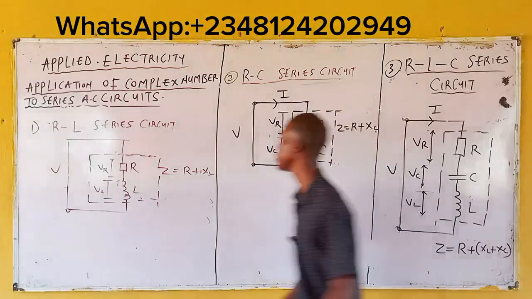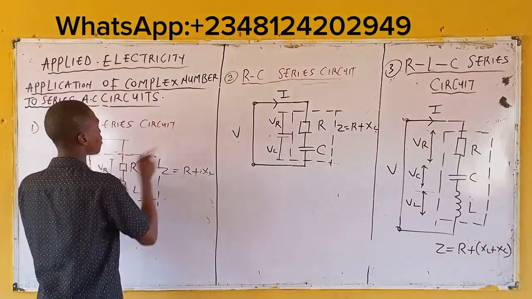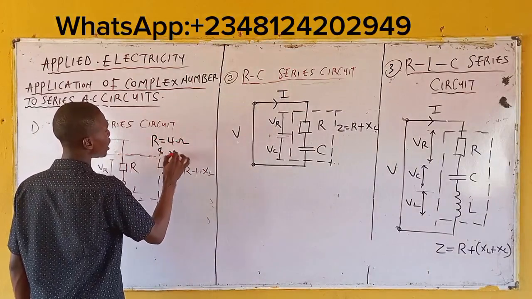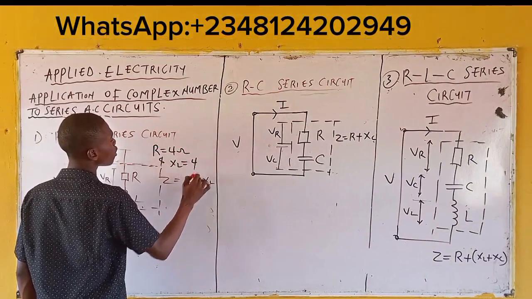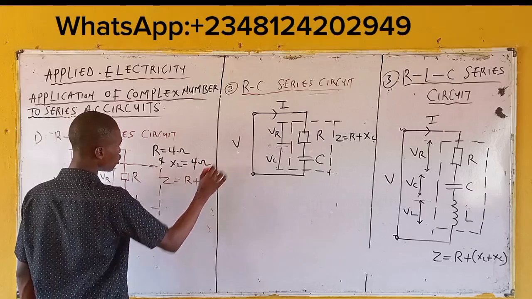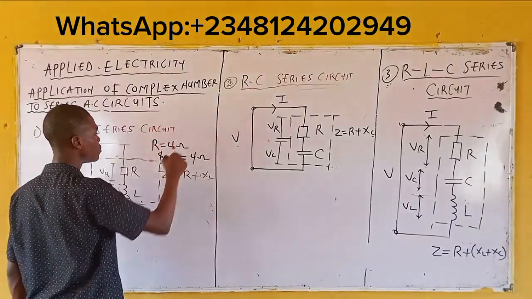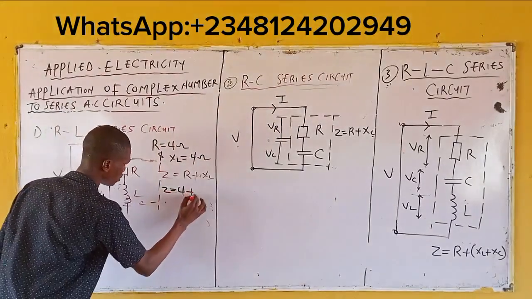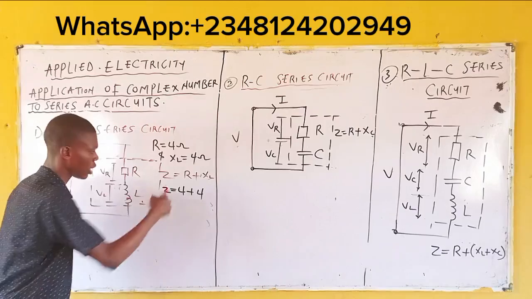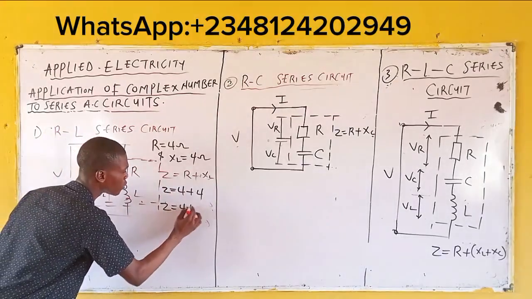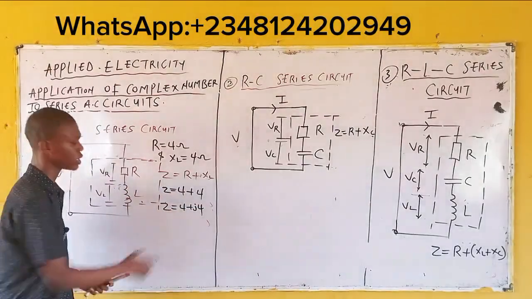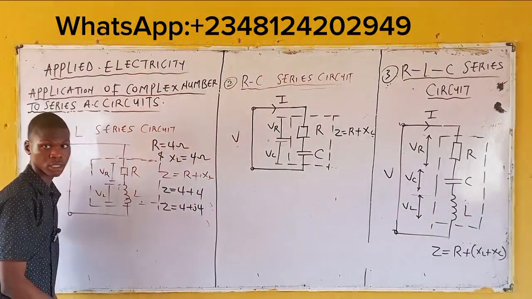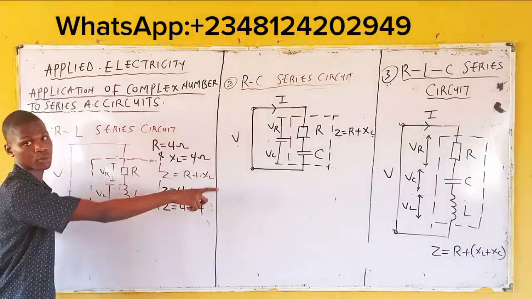Let's say you already know the value of R to be 4 ohms, and the value of XL to be 4 ohms. Writing your Z, you could have 4 plus 4. True or false? Now, say you write your Z as 4 plus j4. What's the difference? This is a complex number, and this is just a number. So this is where this subtopic comes in, where you apply complex number.